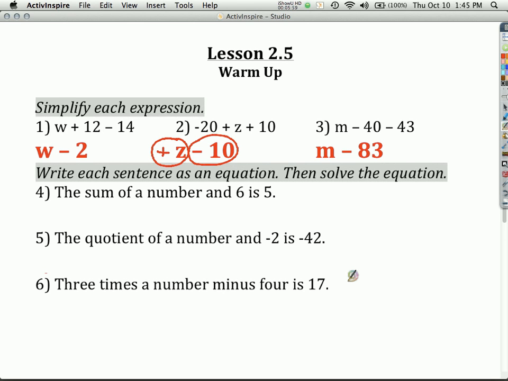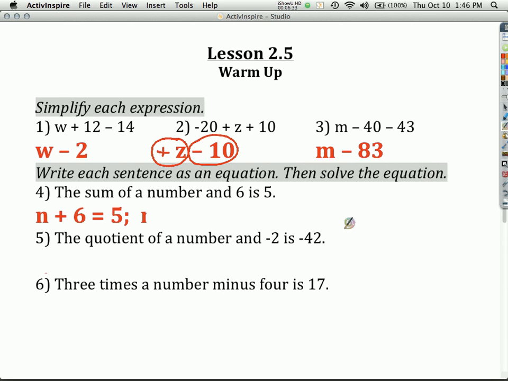4 through 6 were all similar. Let's start with number 4, Briante, and then we'll go to Danae. Give me just the equation, Briante. Okay, well, what I was looking for was n plus 6 equals 5 is the equation I was looking for, and that was based on what I taught in the last lesson, that's what you should have written. And then I asked you to solve the equation. What does it come out to?